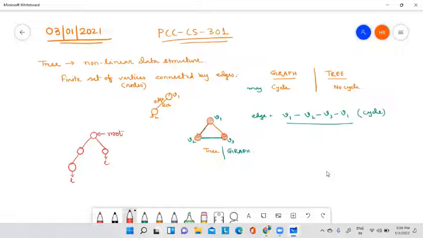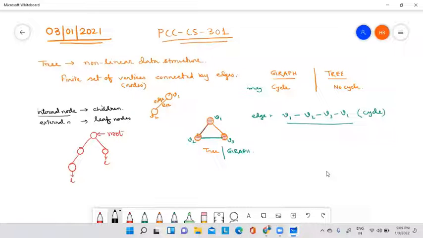Now there are some other terminologies, like internal node and external node. What do we mean by internal node? Any node which has children. If a node has some children or a child, it is called an internal node. The external nodes are the leaf nodes, and the leaf nodes don't have any children.